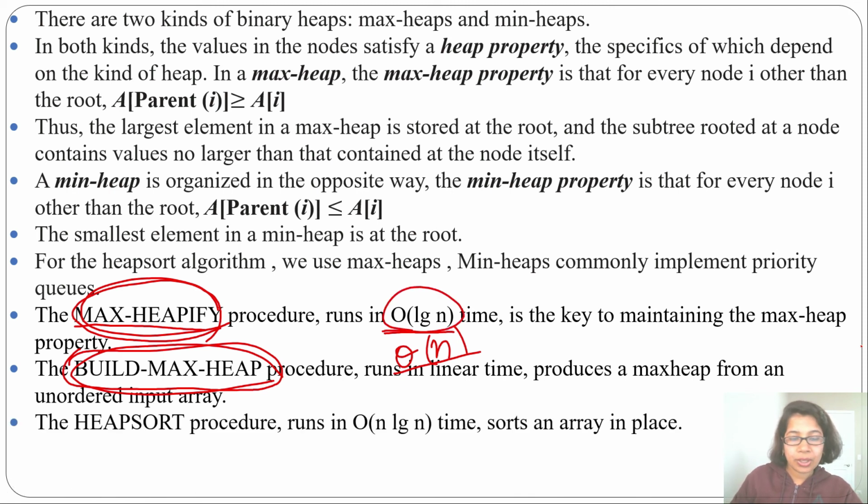Next is the heap sort algorithm, which runs in order of n log n time and sorts an array in place. In place means within that array. Merge sort is not an in-place algorithm, while quick sort and insertion sort are in-place algorithms. It means the algorithm runs inside that array. You don't need any extra memory.